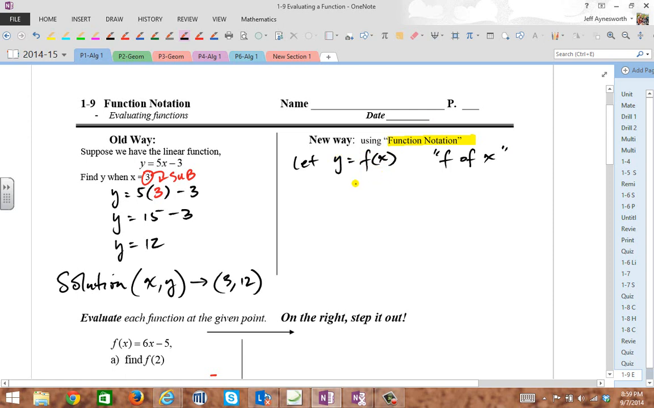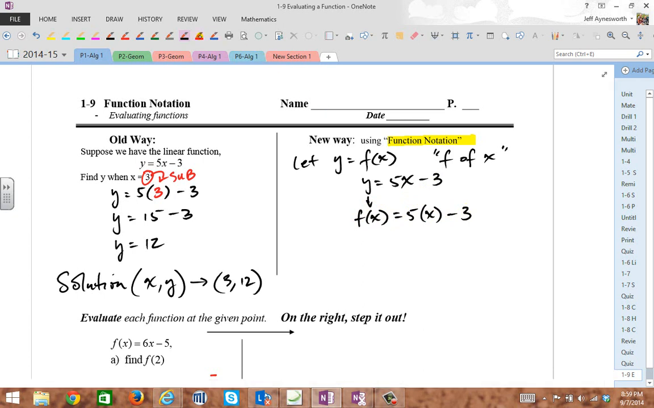Now if we take our function, y equals 5x minus 3, and rewrite it in function notation, it looks like this: f of x is equal to 5 times whatever x is, in parentheses, minus 3. 5x means 5 times x. So what you really want to do is, if I give you your x value, you can find out what f of that value is at any time. You want to substitute in whatever x is in this function notation.